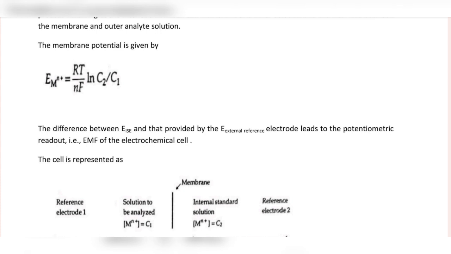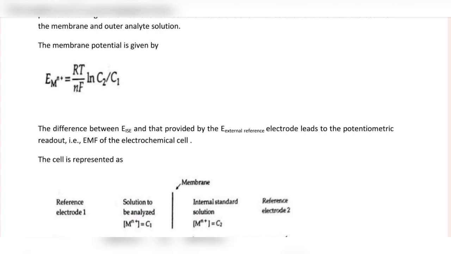The ion selective electrode has developed a total potential. The total ion selective electrode potential is the sum of the membrane potential, the asymmetry potential, and the internal reference potential. So the net ion selective electrode has a potential now. Then the difference between the potential of the ion selective electrode and that provided by the external reference electrode leads to the total potentiometric reading, or the EMF, of that particular cell. This is called the potentiometric readout, which is directly proportional to the concentration of the analyte.